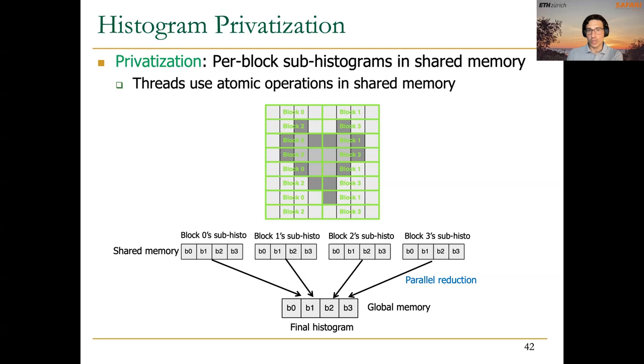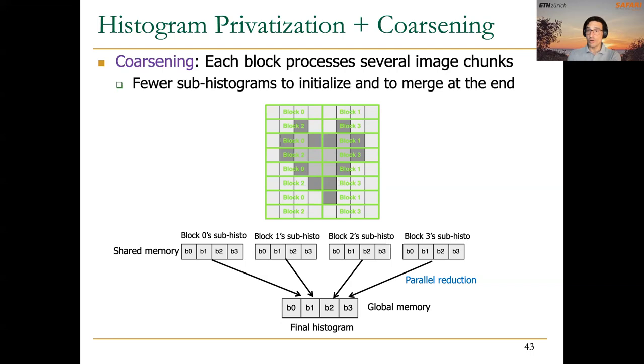We can combine the privatization with another interesting optimization technique, that is coarsening. In this case, what we do is use a fixed number of thread blocks, a number of thread blocks that is large enough to occupy the whole GPU and keep all GPU cores active. But what these thread blocks are going to do is go over the whole image, chunk by chunk. For example, here in this figure, we see that block zero accesses this part of the image, and then this part of the image, and then this part of the image, and so on and so forth.